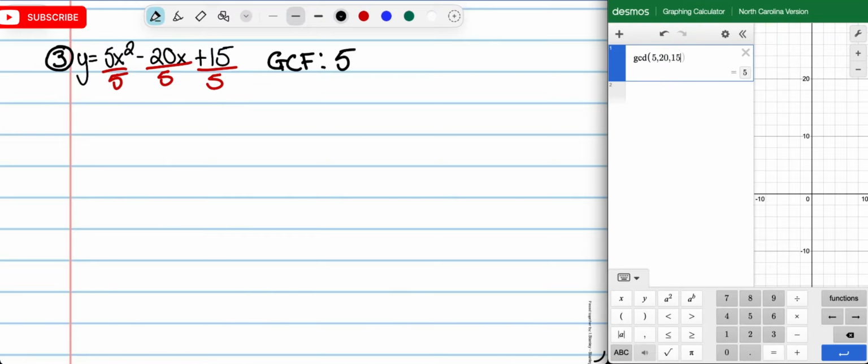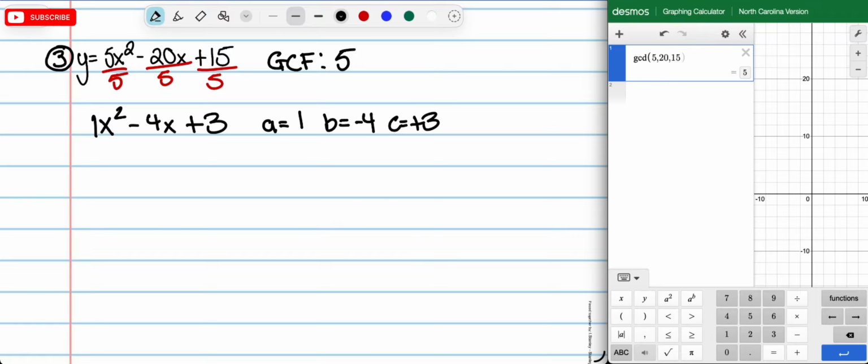And when I do that, I get a simplified version of my original problem, which will be 1x squared minus 4x plus 3. That tells me that my a is now going to be 1, my b is now going to be -4, and my c is now +3. So I can go ahead and set up my x, starting with a times c, which is 1 times 3, which is 3. So at the top, we're going to put a +3. At the bottom, we're going to put our b value, which is -4.